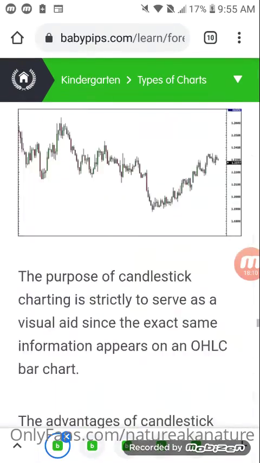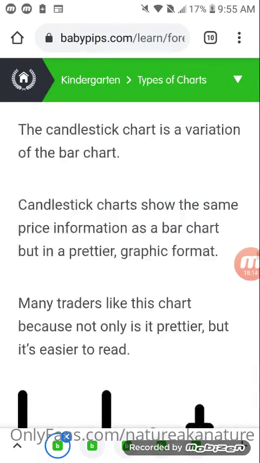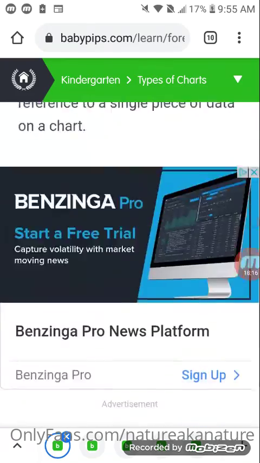We already went over this, but these are the three types of charts that you can use: line chart, bar chart, and candlestick chart.